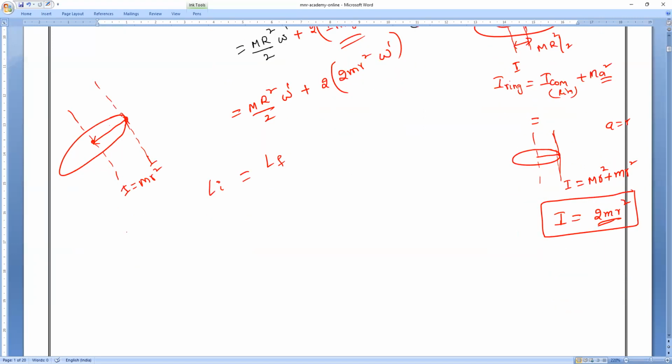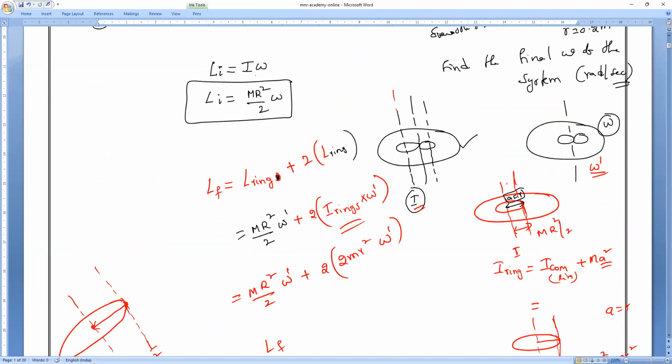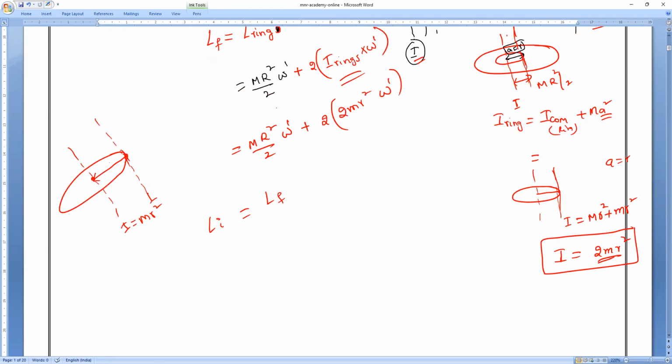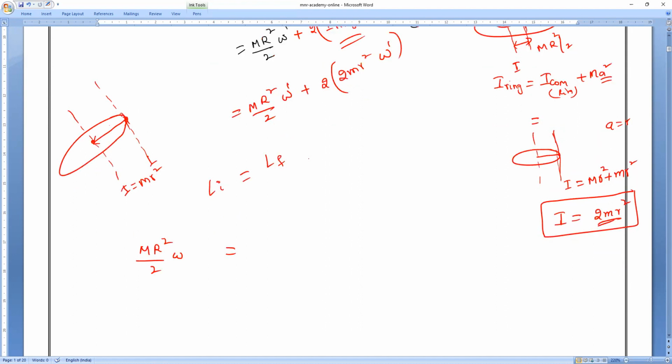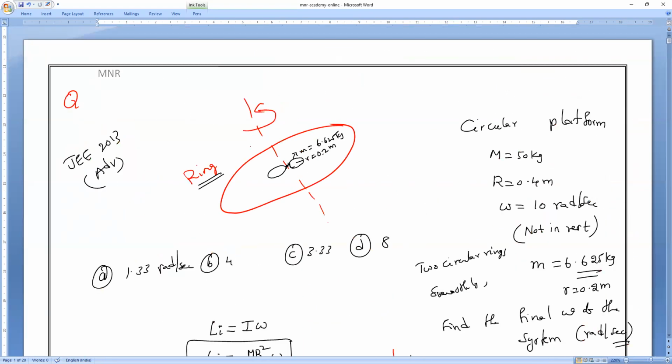What is the initial angular momentum? Check your notes. Initial angular momentum is M R square by 2 into omega. This is for the bigger one, which is equal to M R square by 2 for the disk. I forgot it, sorry, it is a disk, guys. Inside it, small rings have been kept. It is a circular platform, a disk. Okay. Now, Pradosh, are you clear?